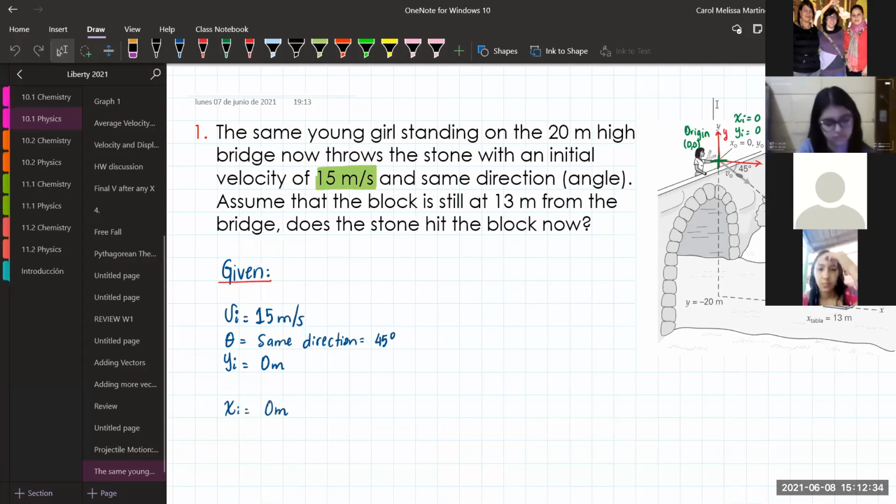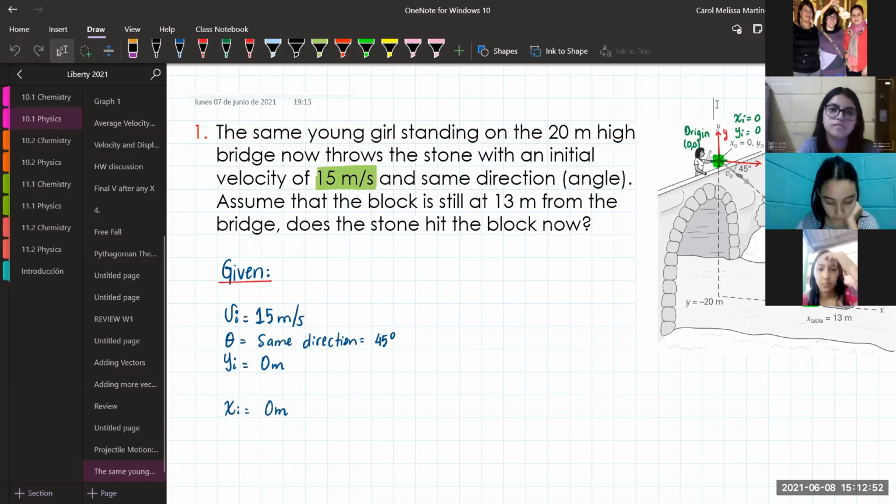Now, the final position. This is the initial position, and the final position you don't know where it's going to be. The only thing that you know is that it could be before the wood block, on the wood block, or after the wood block. But as you can see, still on the river surface.